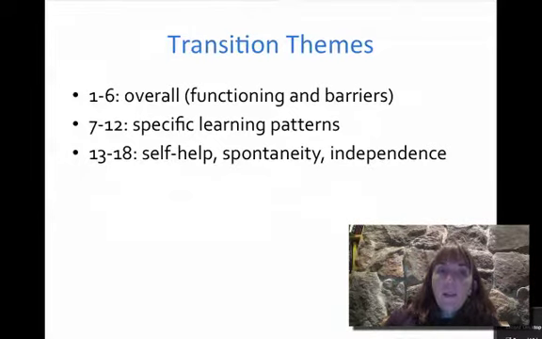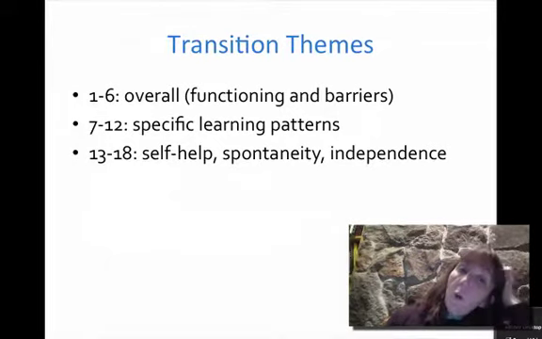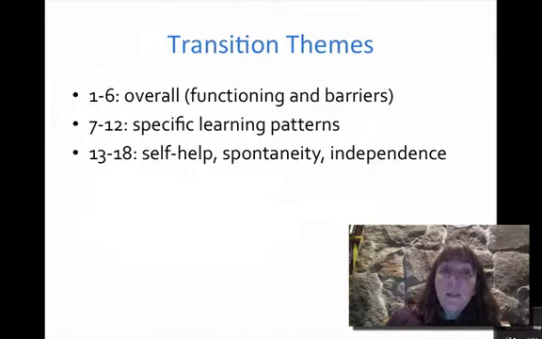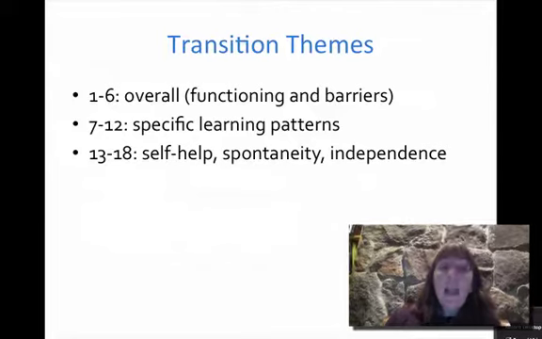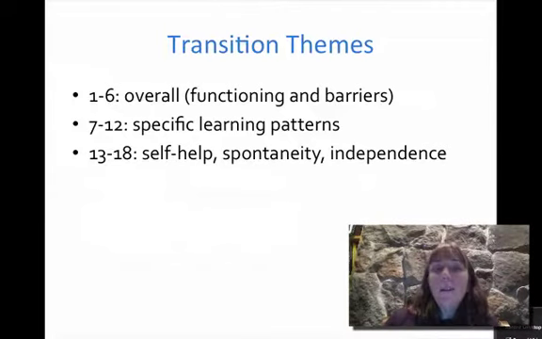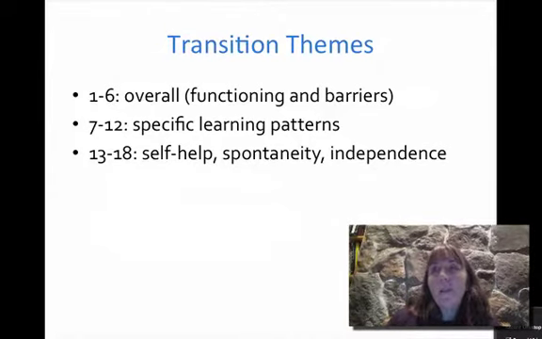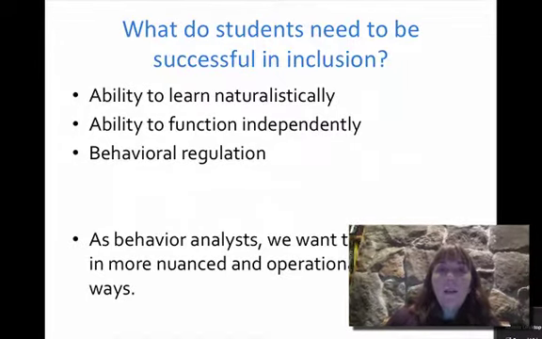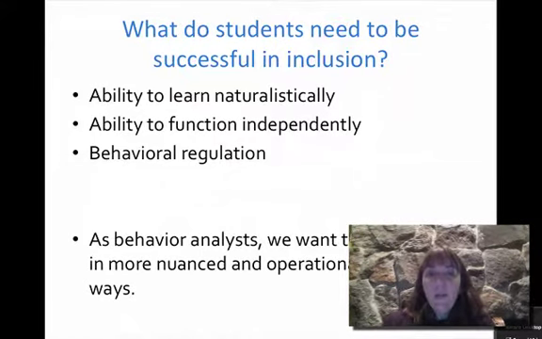And the transition themes give us overall, looking at their functioning and barriers, areas 7 through 12, specific learning patterns, and 13 to 18, self-help, spontaneity, independence. Again, I just hope you appreciate and look at the way he does some of these things. He's really thought through, what are those unspoken, hidden issues that often are the difference between success and failure in those contexts? What do students need to be successful in inclusion?